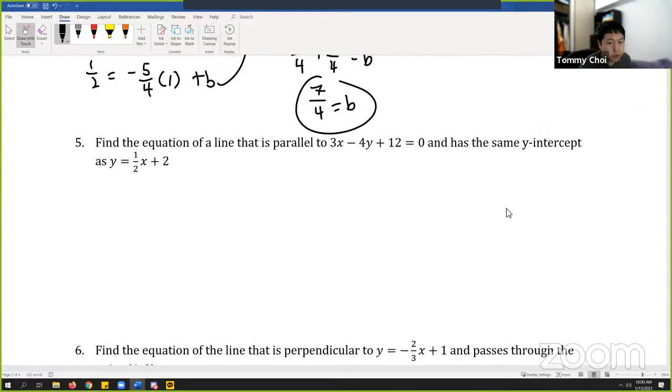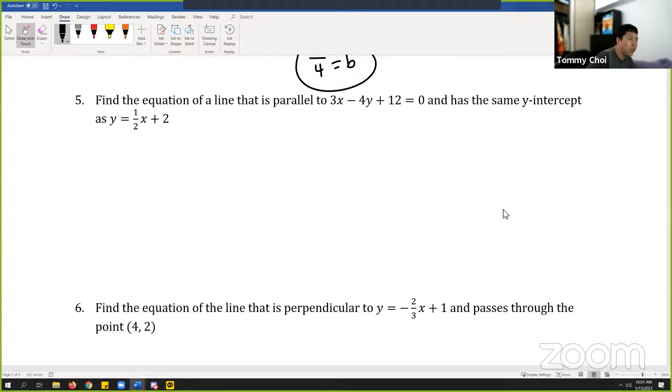Okay, question 5. Find the equation of a line that is parallel to this and has the same y-intercept as y equals 1/2 x plus 2. Well, if we're finding something that is parallel to the first equation, we need the slope. We can't really get the slope from this standard equation. So we copy down the standard equation, and we solve for y.